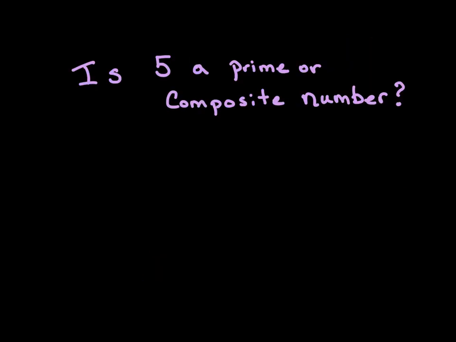Is 5 a prime or composite number? Well, let's look at 5. What are the factors of 5? Well, I can only do 1 times 5 gives us 5. There's no other factors that give us 5. So therefore, 5 is a prime number because it only has 2 factors. It only has 1 and 5.